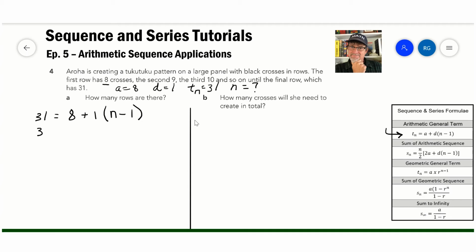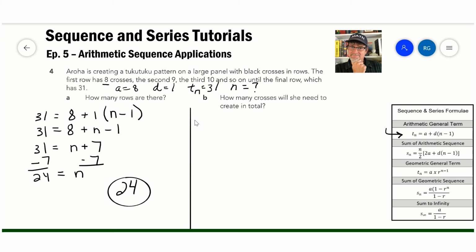So let's just expand this. Get rid of the parentheses. So that's plus n minus 1. We can simplify this a bit and say this is n plus 7. Now, if we subtract 7 from both of these sides, we have 24 over here and n here. So our answer here, how many rows are there? There are 24 rows.